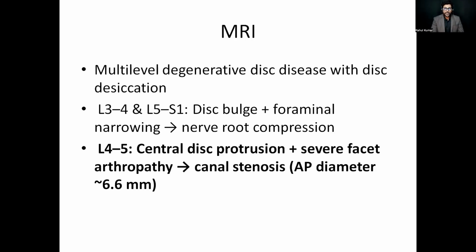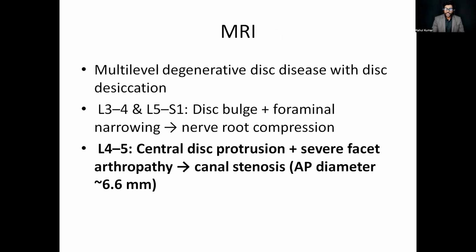We did an MRI, of course. An AP examination is not always enough for us, and there is also multilevel involvement. So you might as well get an MRI done and understand where the compression is. That revealed an L4-5 central disc protrusion with severe facet arthropathy and canal stenosis.